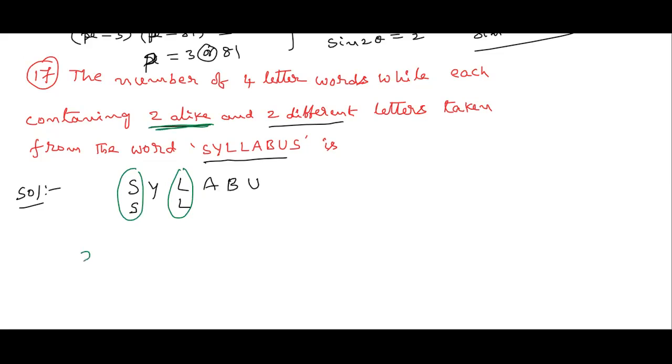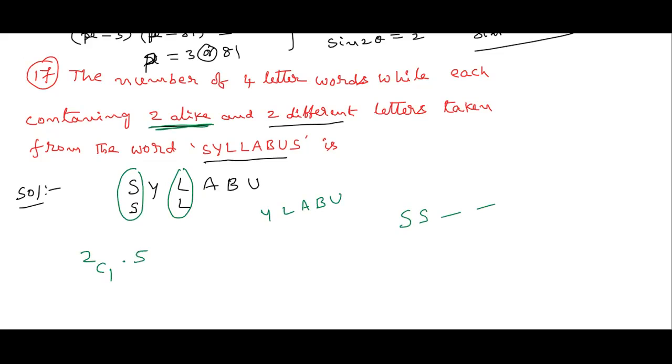Now out of these two, we want to select two letters. Out of the two types, I take any one. Suppose I take S, or you can take L also, no problem. If you take S, what are the remaining terms? Y, L, A, B, U. So we need two more terms.